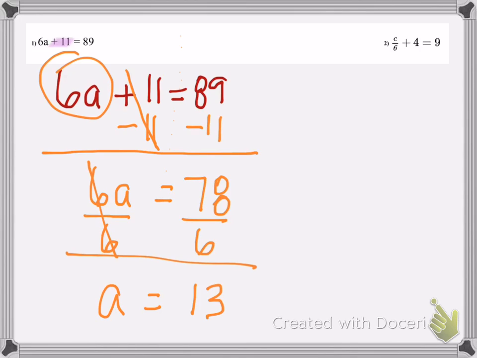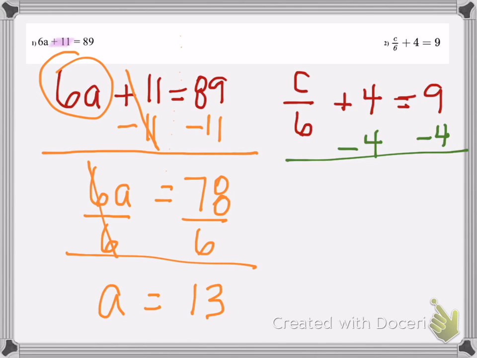All right, let's try another one. Let's do number 2 over here. And this time, let's see, we've got c divided by 6 and then plus 4, and that's equal to 9. There we go. Again, I have to undo the addition or subtraction first. In this case, it's addition. So let me get a different color here. I'm going to undo the addition with subtraction. So I'm going to take 4 away.